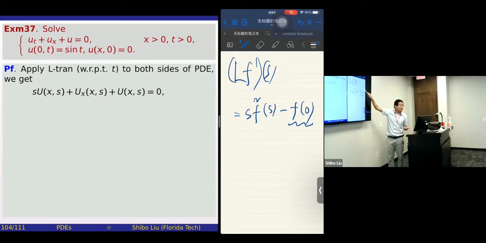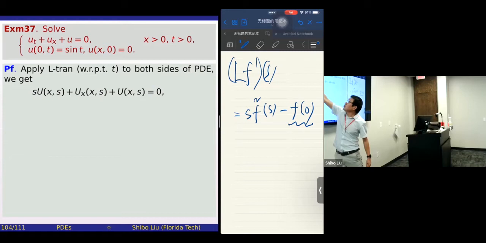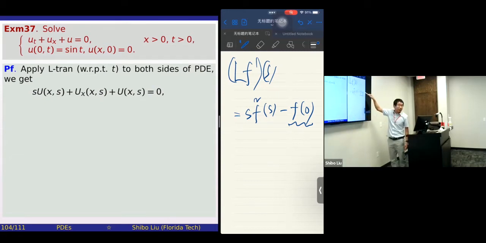The problem will be simpler. If you do that for x, then when x equals 0, the function is not 0. Then you have this term. This term could not be removed. So the resulting problem will be more difficult to solve. So this is why we choose to take the Laplace transform with respect to t.